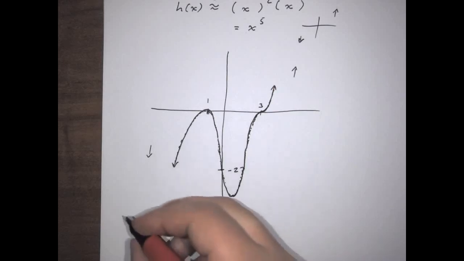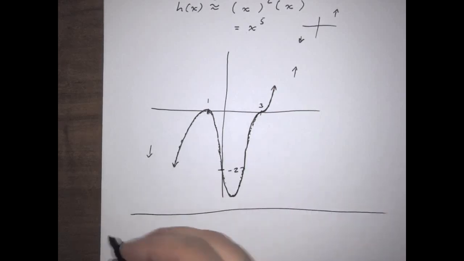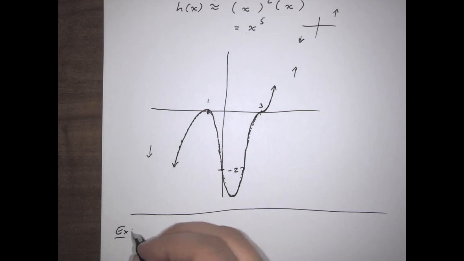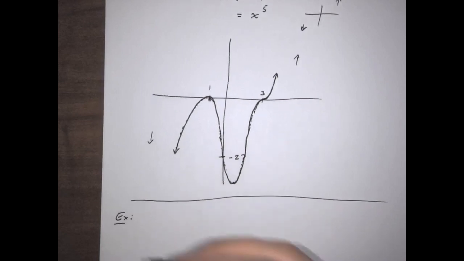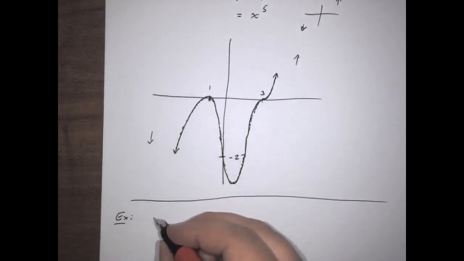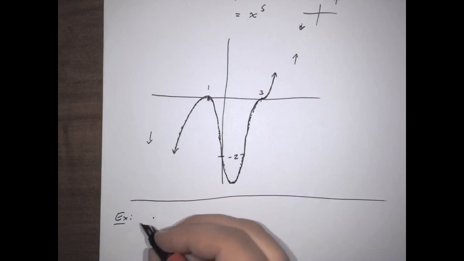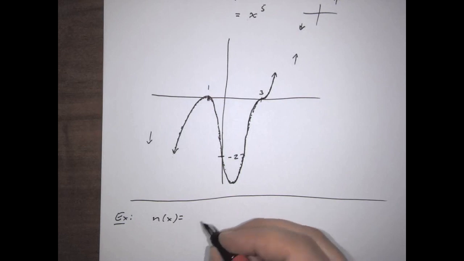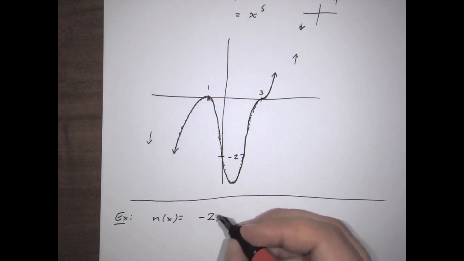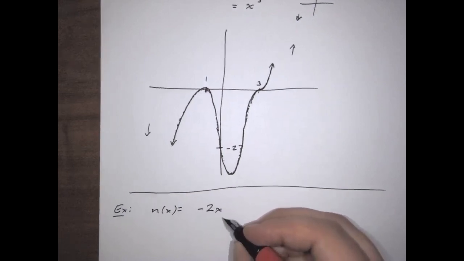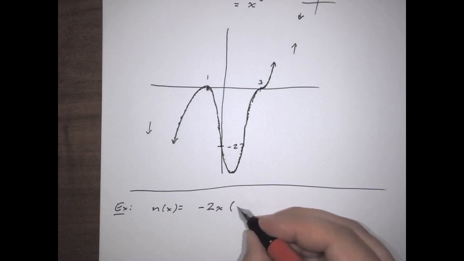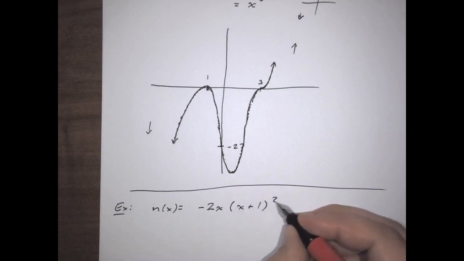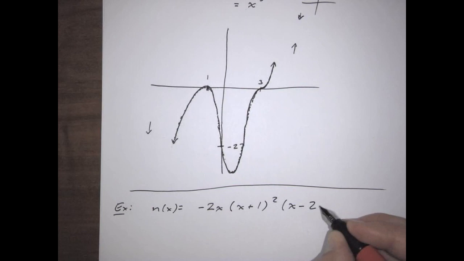Now let's just do one more of these. So let's take something like this. This is, for example, n of x is equal to negative 2x times (x plus 1) squared times (x minus 2).